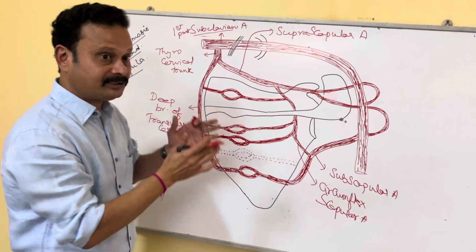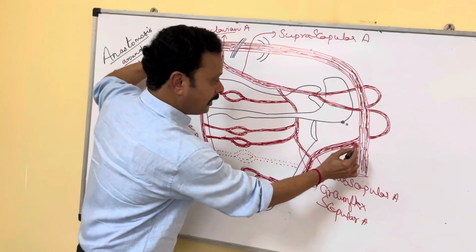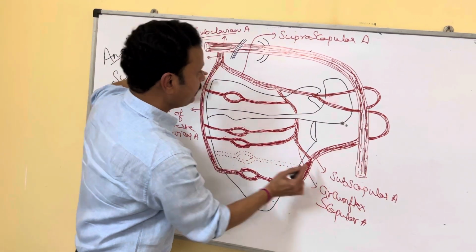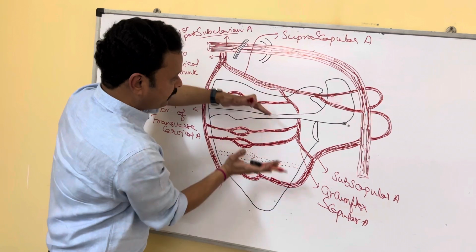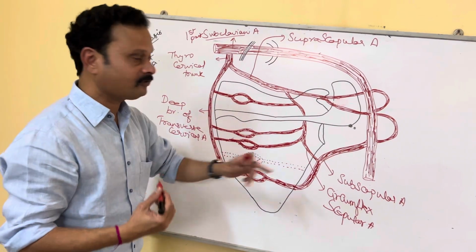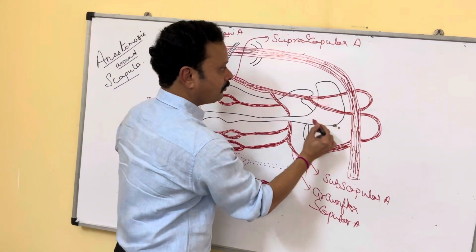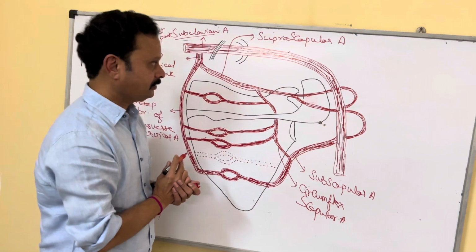Hence, an anastomosis exists between the first part of the subclavian artery and the axillary artery within the supraspinous fossa, infraspinous fossa, and even in the subscapular fossa in front. Another anastomosis is seen over the acromion process.